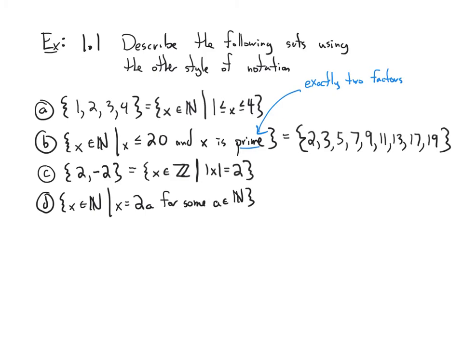This here is the definition of your even numbers. It's numbers that can be written as 2 times some other integer. So we know what that's going to be. That's going to be 2, 4, 6, 8, 10, 12, 14, 16, all the way to infinity.